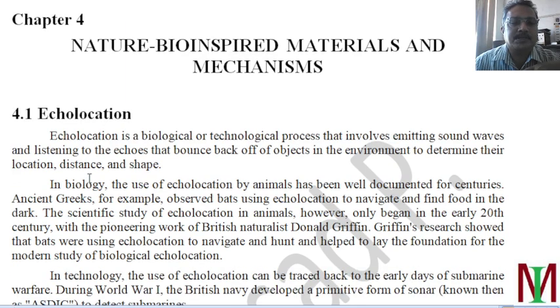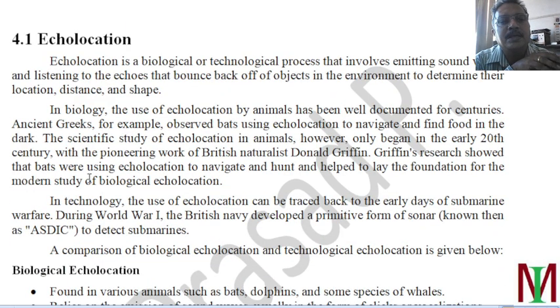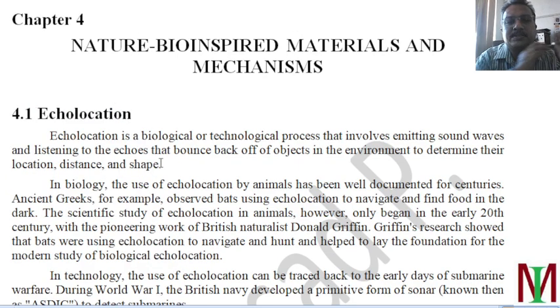That is the fourth chapter, fourth module, first point: echolocation. The title of this chapter is nature bio-inspired materials and mechanisms. Not only a few, the majority of the materials and technology that we use have been inspired by nature, by seeing how a bird flies and the aeroplane comes about, and so many things. I'm not going into the biomimetic part; it is in the next module, where we'll see it in detail. So these are natural or bio-inspired materials and mechanisms.